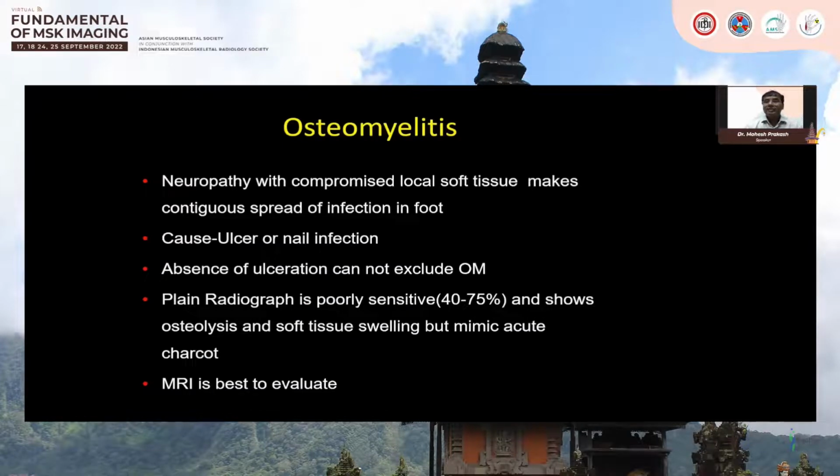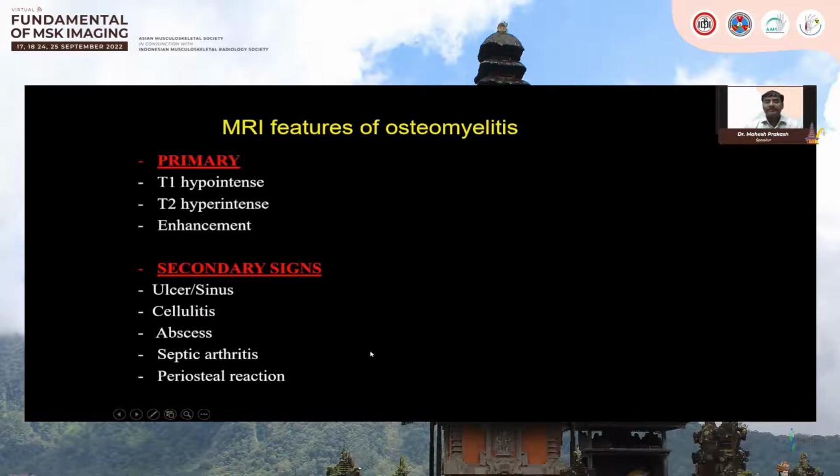Coming to the more important pathology, the osteomyelitis. As I said, they can be compromised because of the local soft tissue compromise, as well as the neuropathy. The common cause is the ulcer. When there is an ulcer, the adjacent bone can be secondarily infected, leading to osteomyelitis. However, in some cases, even if you can't see the ulceration, osteomyelitis can still be possible. Plain radiograph is poorly sensitive, and MRI remains the best modality.